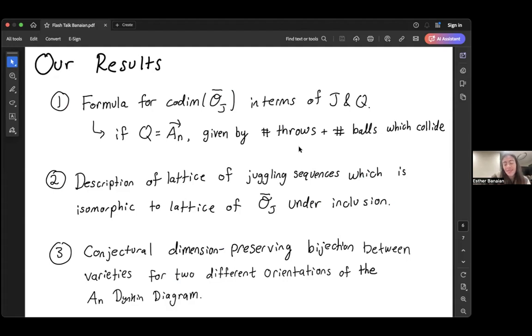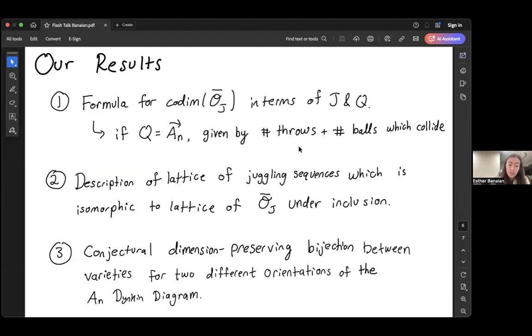Everything's easiest in the linear orientation, which is also where a lot of papers focus. In the linear orientation, this formula is very nice. It's just the number of throws plus the number of balls that collide. So when you draw it in a planar way and you see them cross, you add all those up and that gives you codimension. So the biggest ones have minimal throws, minimal colliding in the linear case.